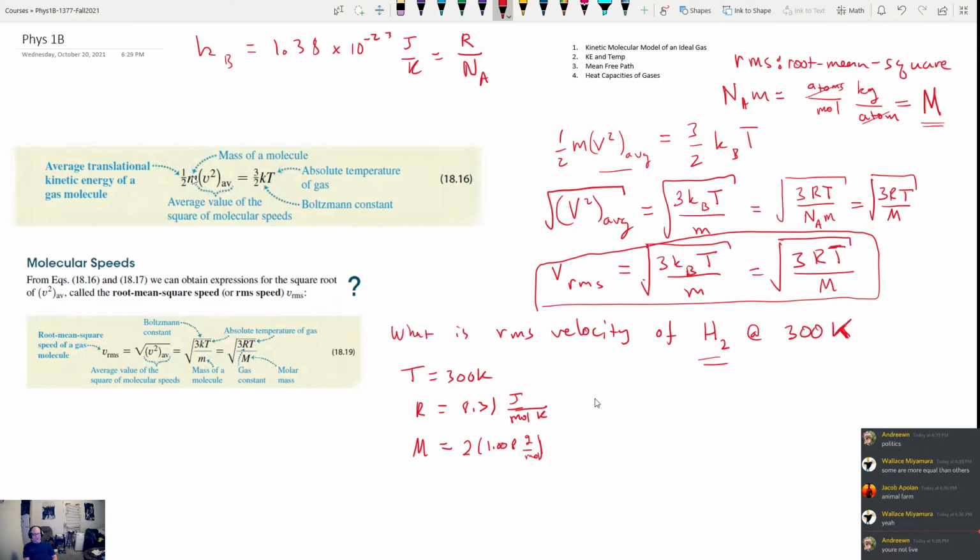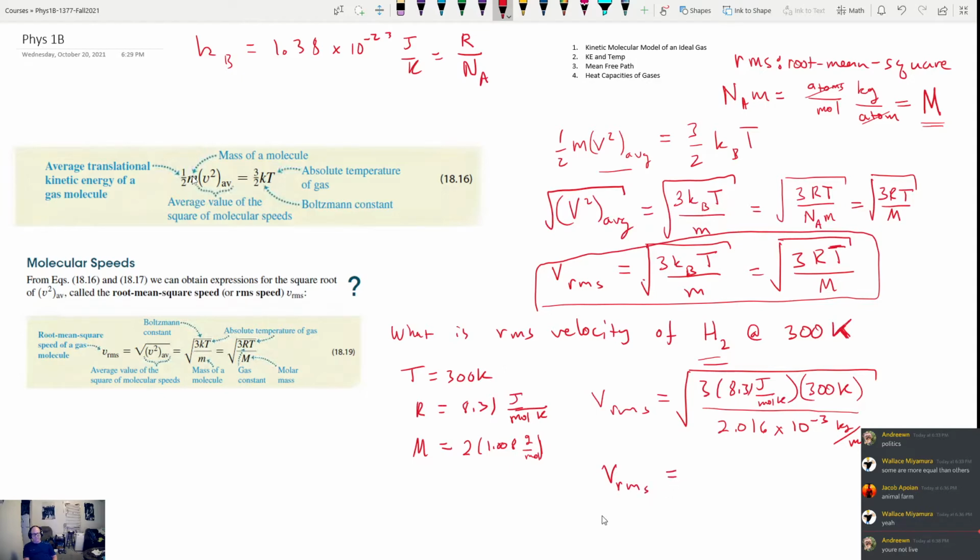Putting all this stuff together, we have VRMS is equal to the square root of 3 times 8.31 times temperature, which is 300 Kelvin, divided by 2 times 2.016. But this is in grams per mole, so to get it in kilograms per mole, I'm going to multiply by 10 to the negative 3. That'll make it kilograms per mole, because that's basically the same thing as dividing by 1,000. These basically cancel out then. So if you do that calculation, what do you get for the RMS velocity?